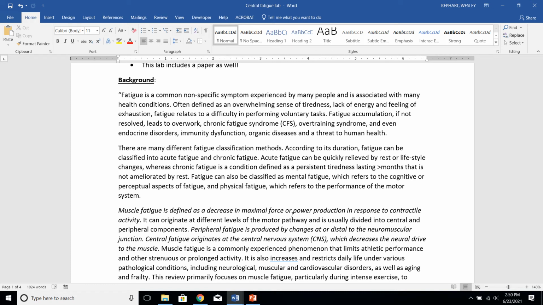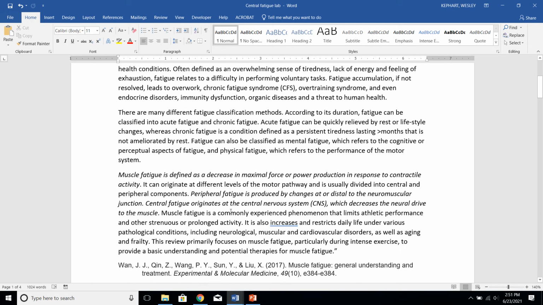So with this, there broadly are these two different ideas, that maybe for some types of exercise it's more one, and for other types of exercise it's more the other. I want you to be investigating those types of things for the paper that you're going to write. There's central fatigue and there's peripheral fatigue. Just very generally what that means, and I highlighted a few of these things.